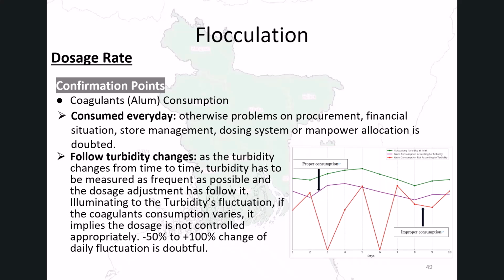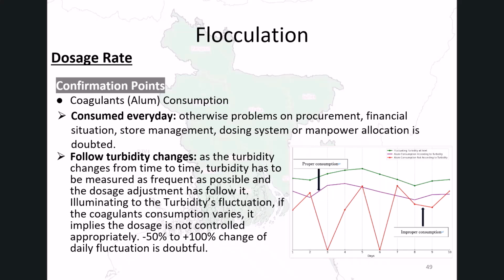As the turbidity changes from time to time, turbidity has to be measured as frequently as possible, and the dosage adjustment has to follow it, as you see in the graph. In the graph, the trend of the purple line follows the trend of the green line. But if the alum consumption trends like in the red line, it is doubtful if the dosage is correct or not. Relative to the turbidity's fluctuation, if the coagulant's consumption varies, it implies the dosage is not controlled appropriately.